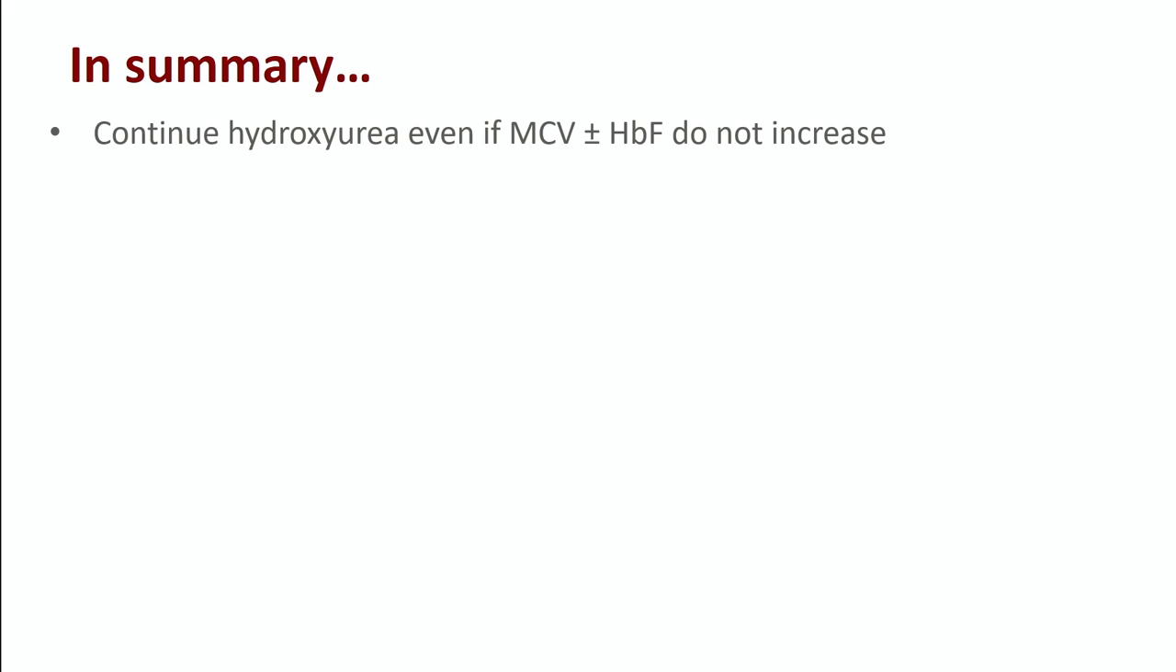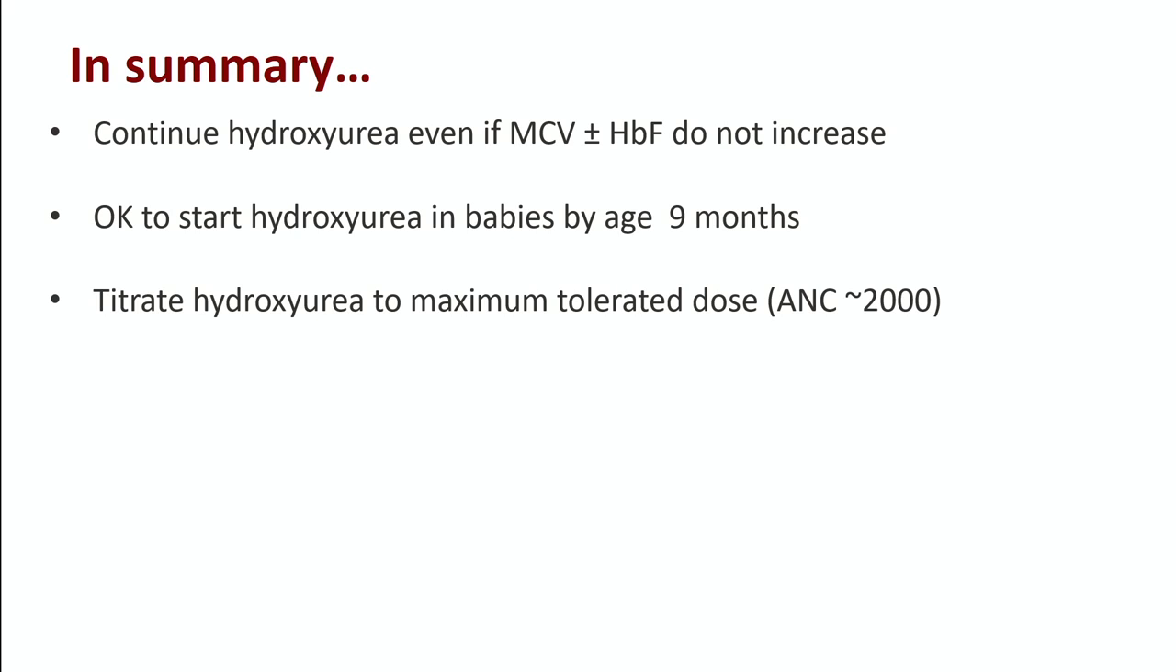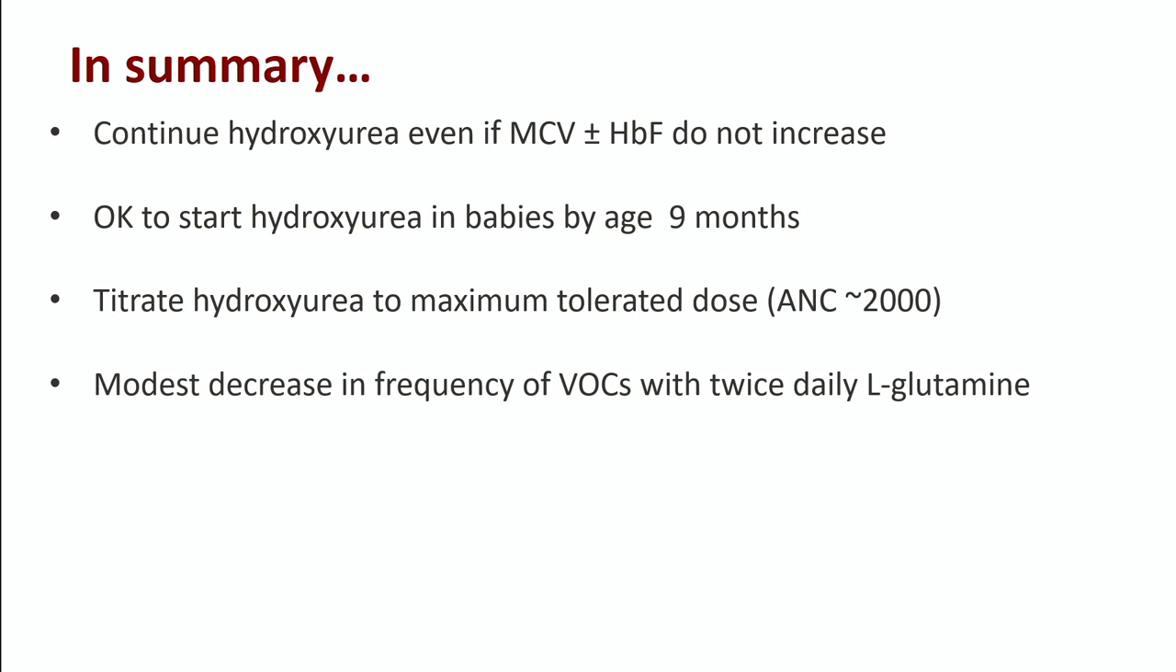So, in summary, you want to do hydroxyurea regardless of the MCV or fetal hemoglobin rise. It's okay to start it in children as young as 9 months old. You want to titrate up to the maximum tolerated dose based on the ANC, and also the patient's tolerance, of course. There is a modest decrease in frequency of pain episodes and hospitalization if you add L-glutamine, and I consider adding L-glutamine if somebody has mild disease to begin with.